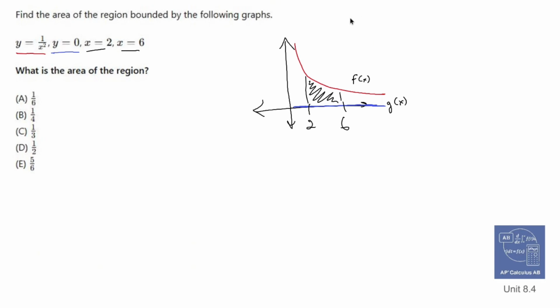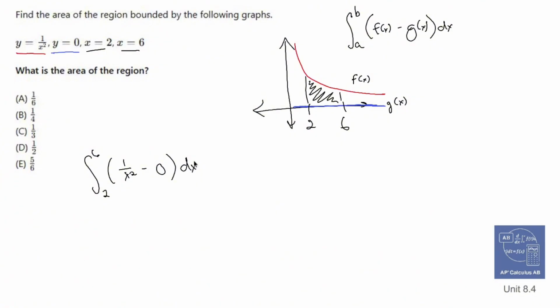The formula that we're going to use is the integral from whatever a to whatever b, so in our case 2 to 6, of f of x minus g of x dx. And this is us finding the area between the two curves. So setting this up, I decided to call f of x 1 over x squared. So I'm going to have 1 over x squared minus g of x, which is a big fat nothing. Now my limits of integration are going to be 2 and 6 because those are the x values that were given here, dx.